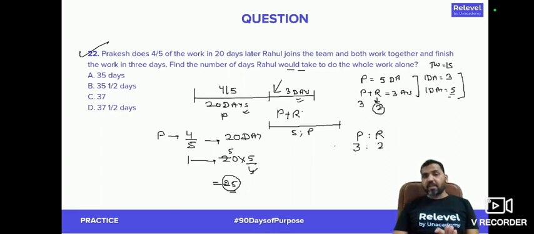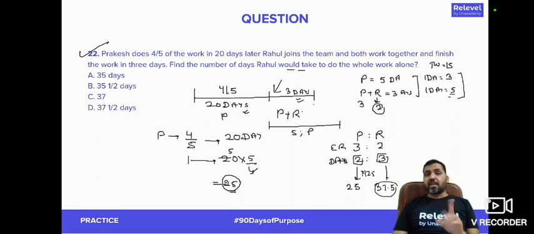So the days ratio will be the inverse of it. We know that efficiency and days ratio are inverse of each other. If Prakesh can do a piece of work in 2 days, Rahul will be doing that work in 3 days. If Prakesh is doing the work in 25 days, which is 12.5 times, Rahul will be doing the work in 3 into 12.5, which is 37.5 days.